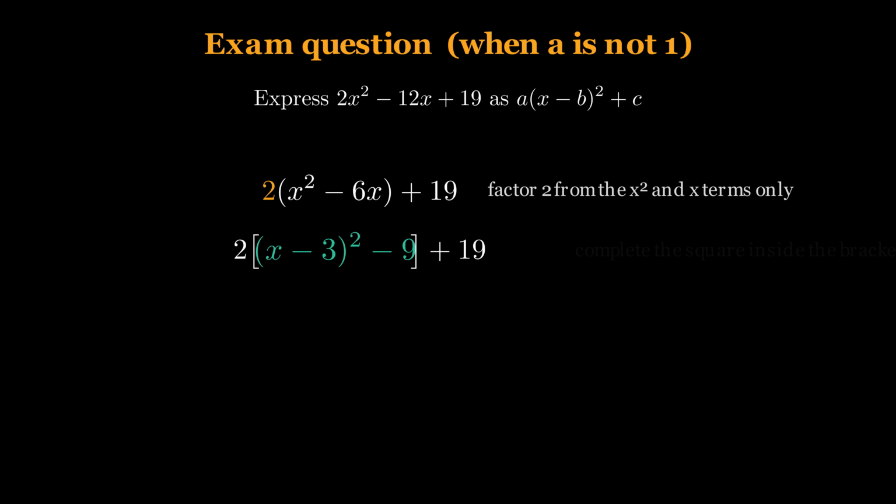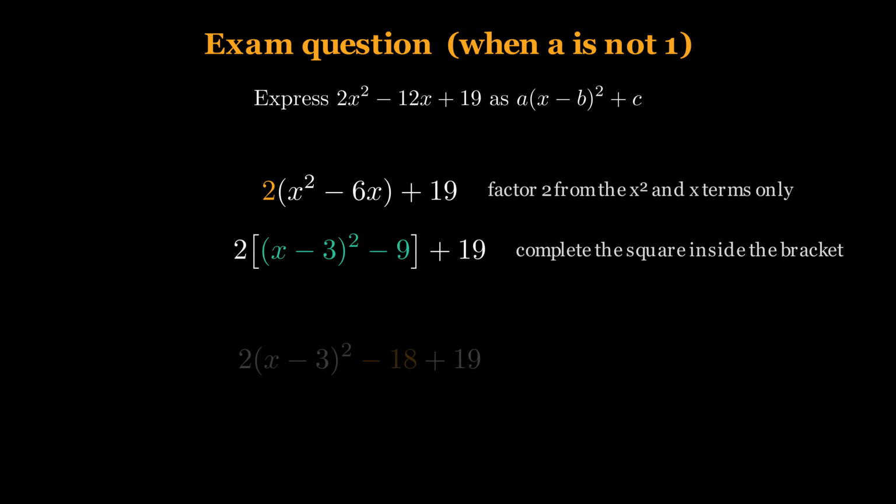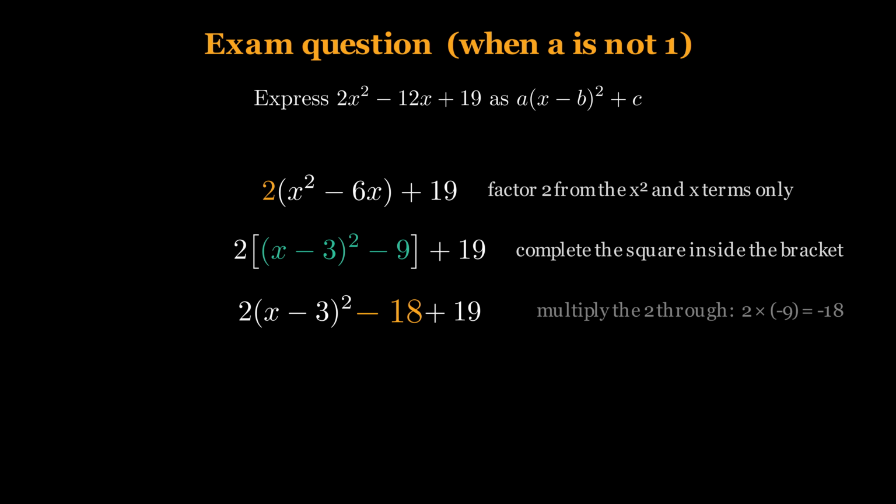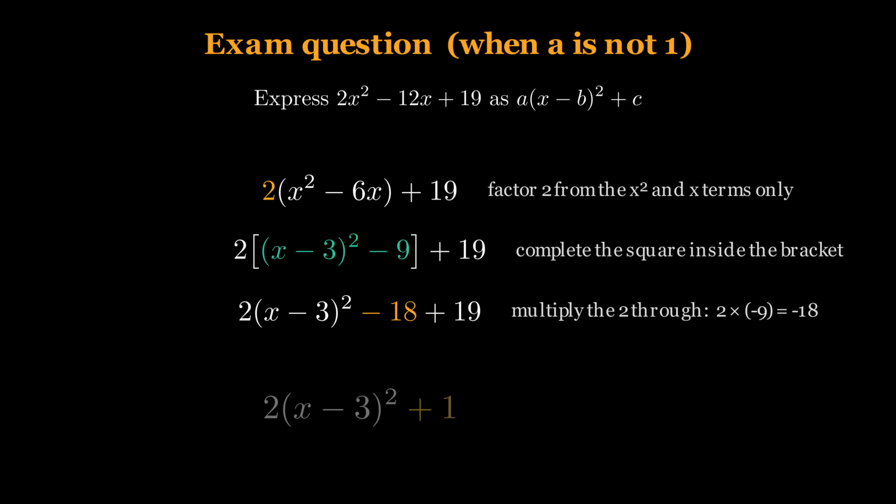Now inside the bracket, we have an ordinary x squared minus 6x. So we complete the square just like before. Half of minus 6 is minus 3. And we subtract its square, 9, giving x minus 3 whole squared minus 9. But careful, that whole bracket is multiplied by 2. So we now multiply the 2 back through everything inside: 2 times x minus 3 whole squared, and 2 times minus 9, which is minus 18. Bring down the plus 19. Finally, minus 18 plus 19 is 1. So the answer is 2 times x minus 3 whole squared, plus 1.